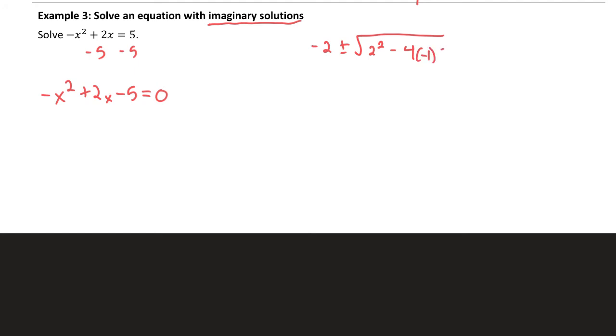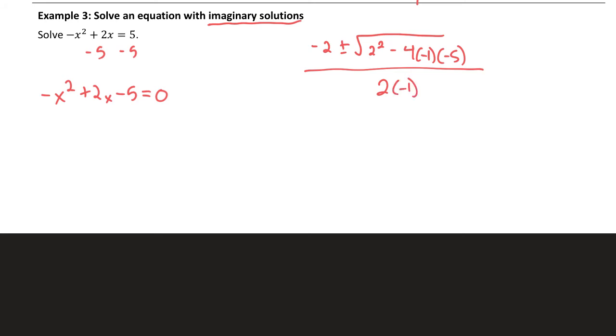So in example 3, we're going to find one with imaginary solutions, meaning i. So before we get started, we got to notice this equation is not set equal to 0. So I'm going to get it set equal to 0 by subtracting 5 from both sides. And that's a big, big change, because in this case, c, instead of being positive 5, it's negative 5. That's important to know. So when I set up my quadratic, negative b plus or minus the square root of b squared, 2 squared, minus 4 times negative 1 times negative 5, all over 2a.